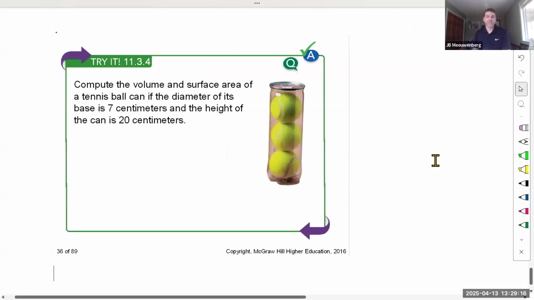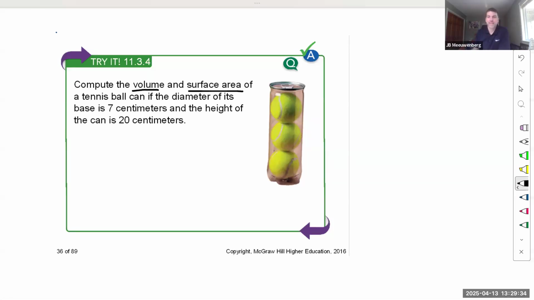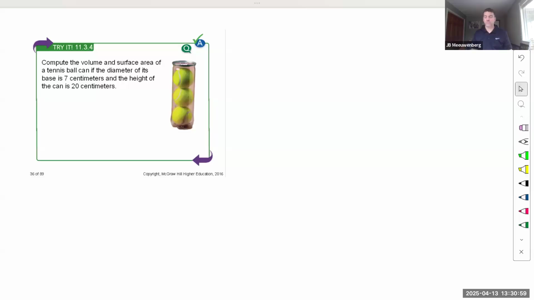Here is a picture of a can of tennis balls, and it measures 7 centimeters in diameter, which means all the way across, and the height is 20 centimeters. So take a moment and see if you can calculate the volume and the surface area of that can of tennis balls. So let's start by calculating the volume.